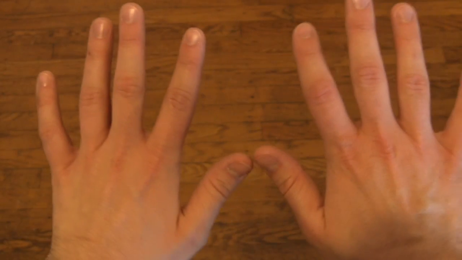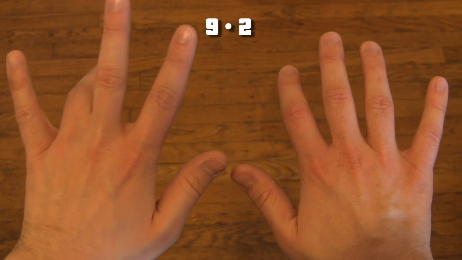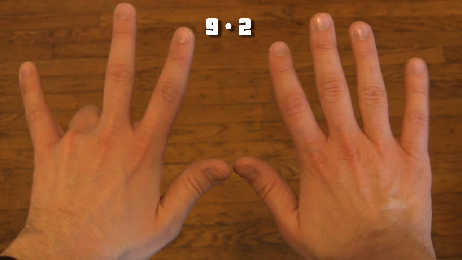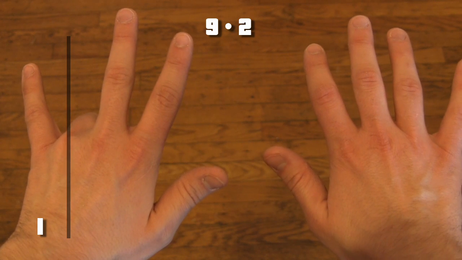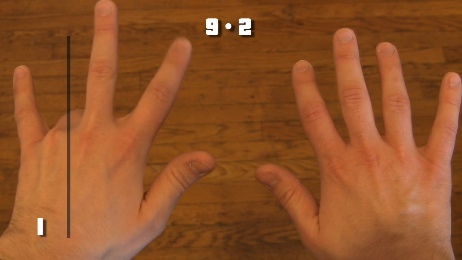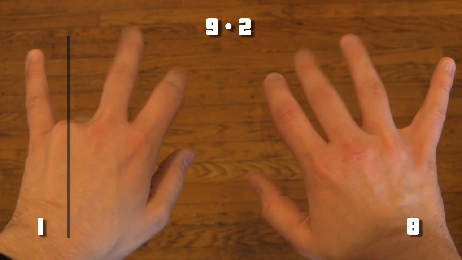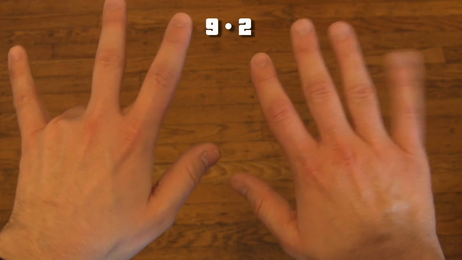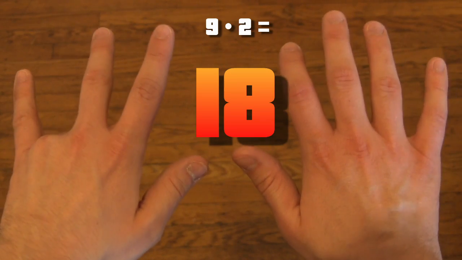Let's try it with 9 times 2. Remember, we start counting from the left. We go 1, 2. We put that second finger down. Now, how many fingers do I have up before the finger I put down? 1. Good. Now, how many fingers do I have up after the finger that I put down? Let's count them. 1, 2, 3, 4, 5, 6, 7, 8. 1 and 8. Well, if we put the 1 in the tens place and the 8 in the ones place, that gives us 18. 9 times 2 is 18. Ooh, I like this trick.